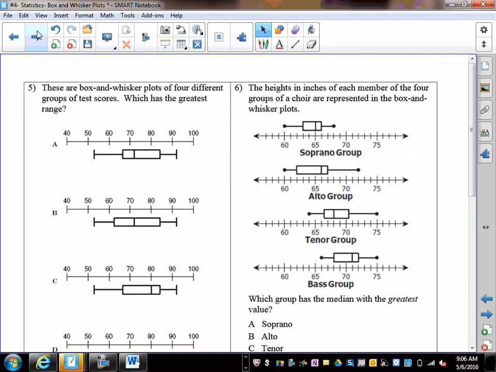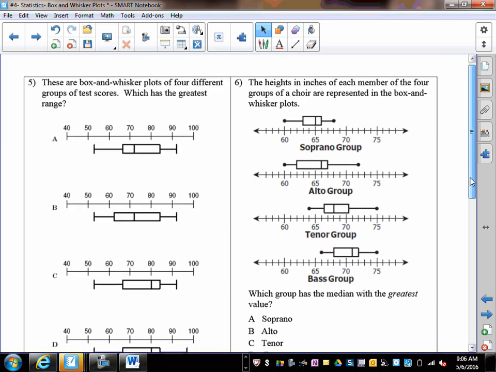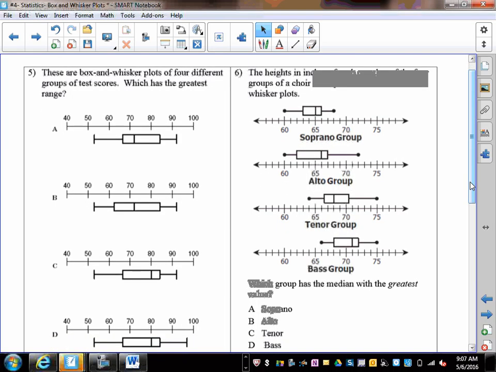All right, so again, they like to make you compare. So for number 5, they ask you which has the greatest range. You have to find the range for all 4 of our box and whisker plots. You guys did pretty good at that last one, though, so I'm not going to make you do that one. I will say that for your homework.